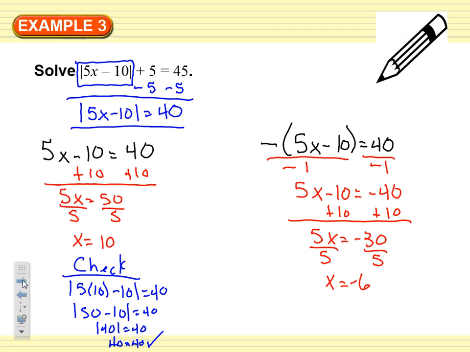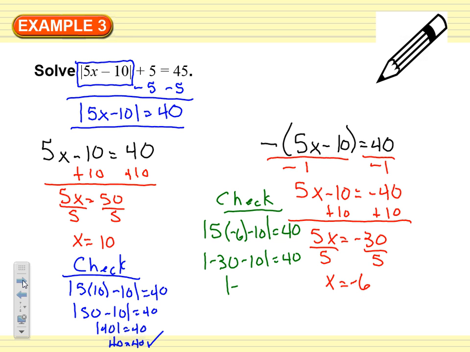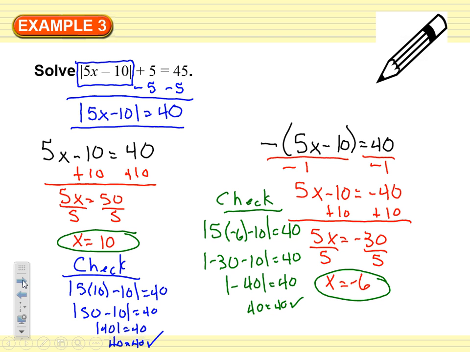Now if we check this one, plug it in, we have the absolute value of 5 times negative 6 minus 10 equals 40. Absolute value of negative 30 minus 10 equals 40. Absolute value of negative 40 equals 40. So 40 does indeed equal 40. So our solutions are x equals negative 6 and x equals 10.